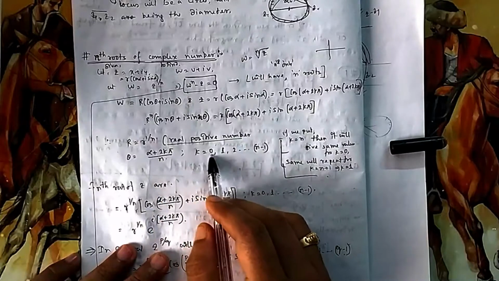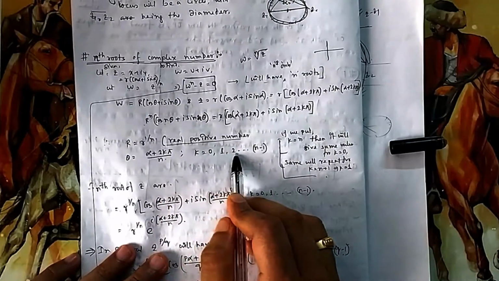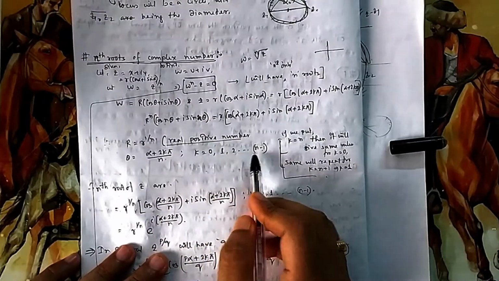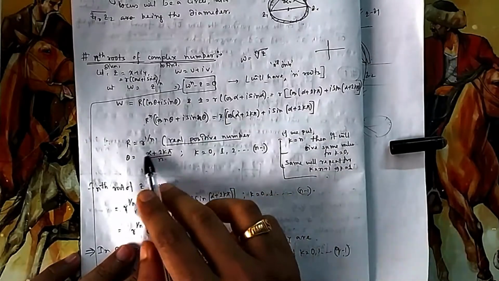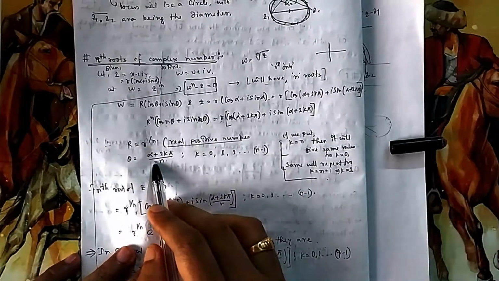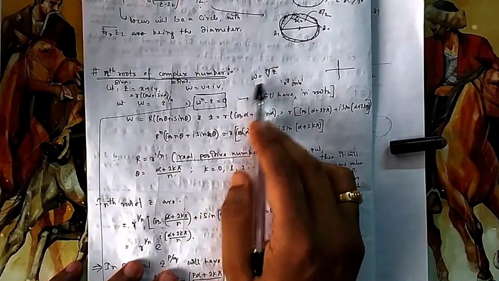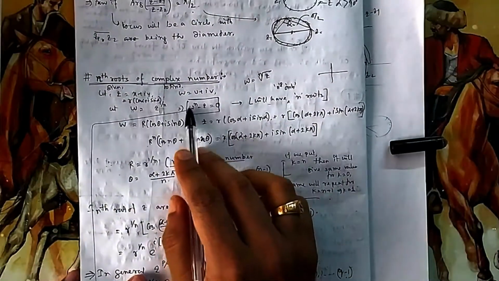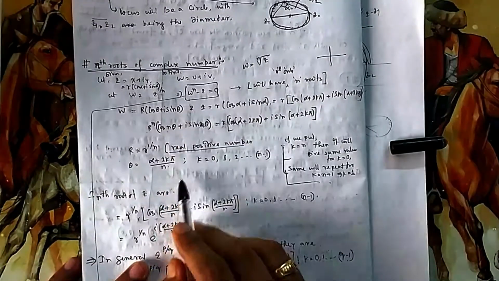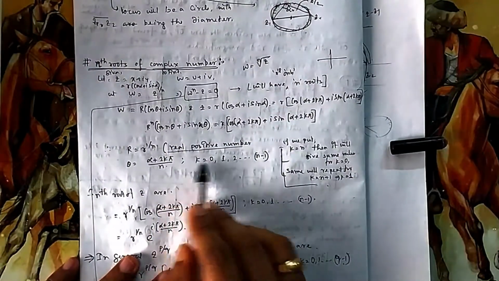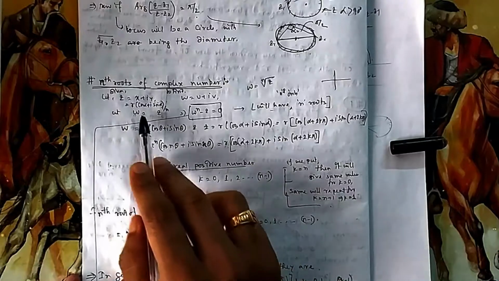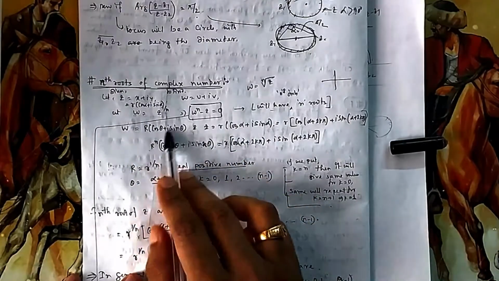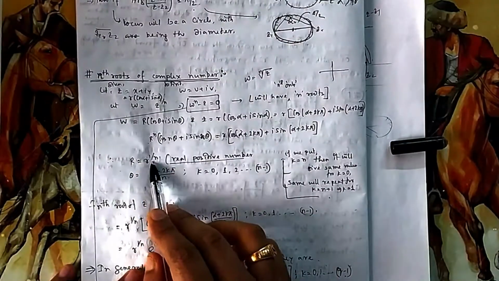Now if you change the values of k, 0, 1, 2 up to n minus 1, you will get n different values of theta. N different values of theta will give you n values of w. So that is your n roots. We require n values of w which will satisfy this one. Each theta will give you a different w, because w is this one. R is fixed because r is this one.